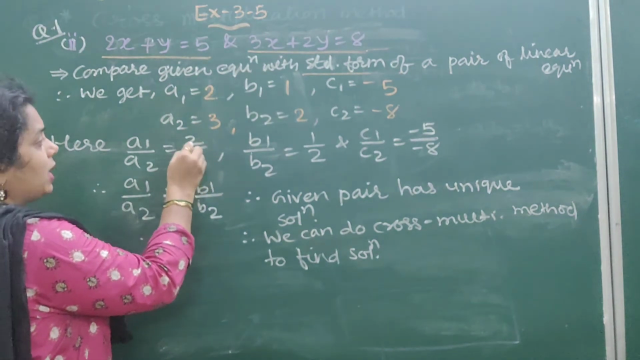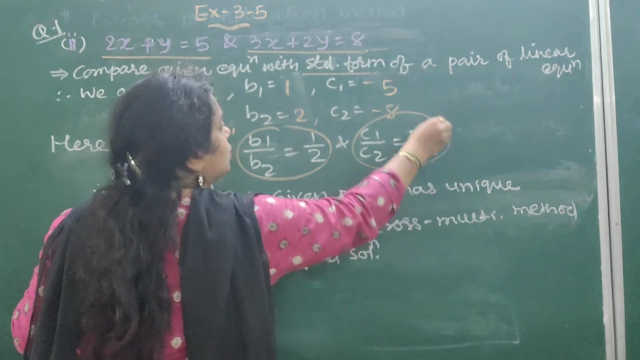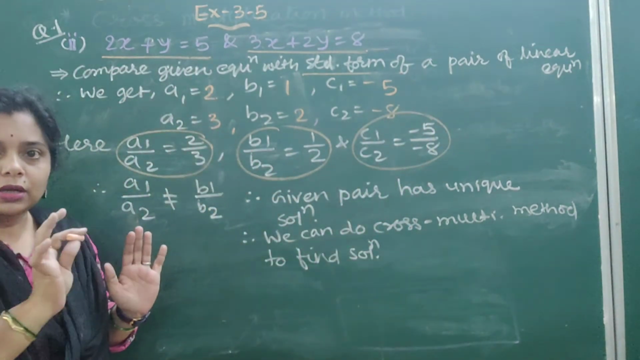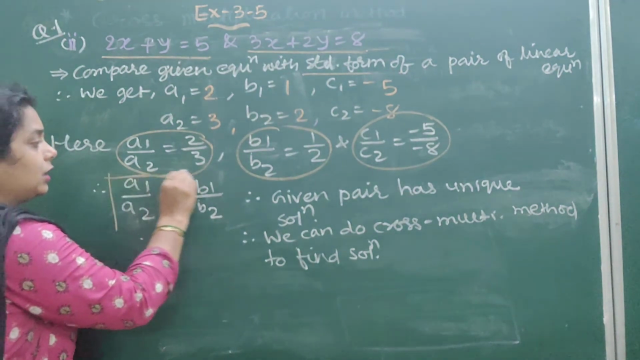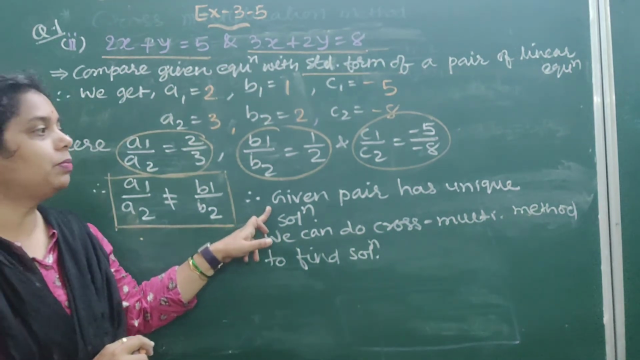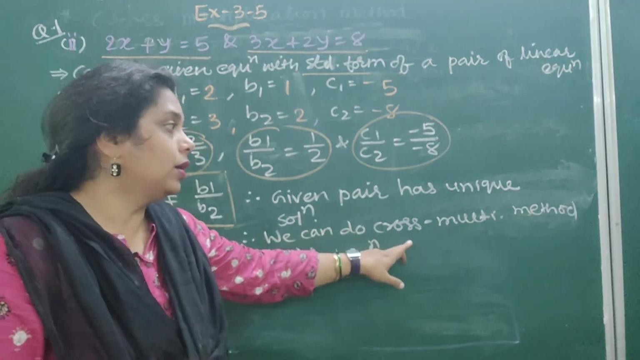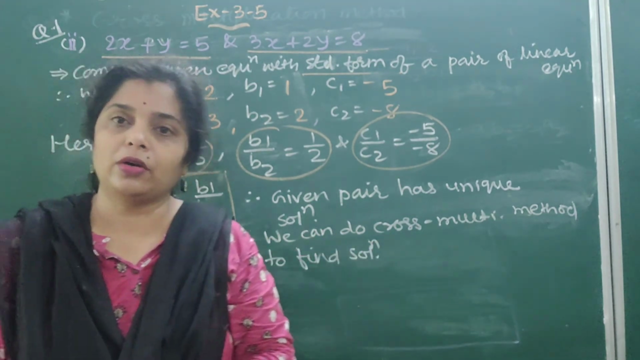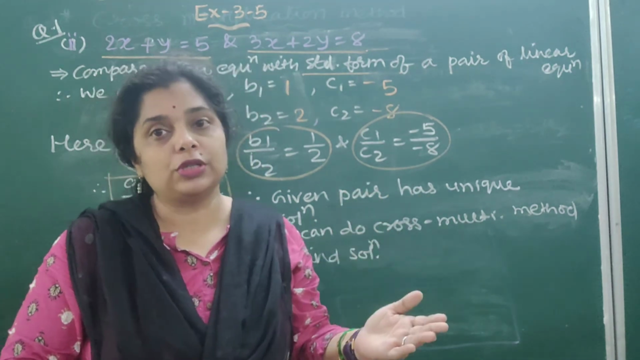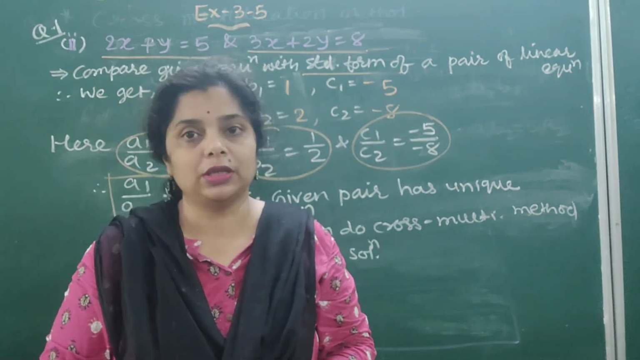A1 by A2 is 2 by 3, B1 by B2 is 1 by 2, and C1 by C2 is minus 5 by minus 8. As you see, 2 by 3 is not equal to 1 by 2, and therefore A1 by A2 is not equal to B1 by B2. It means the given pair has a unique solution, and therefore we can apply the cross multiplication method to find the solution. So after this explanation, we proceed to find the solution x and y by the cross multiplication method.